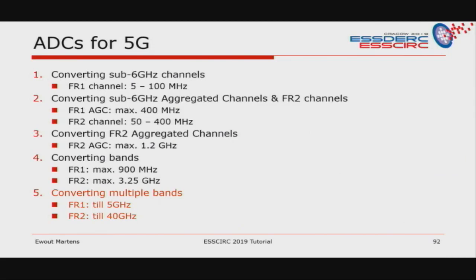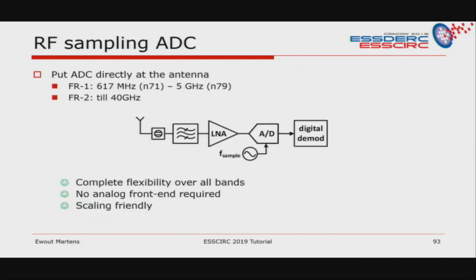And finally, there is the last, most ambitious way for 5G ADCs. That's if you want to convert multiple bands, so up to 5 GHz or even up to 40 GHz. So the holy grail is to have an RF sampling ADC where you just have a system like this. You put an LNA and you directly follow it by an ADC and do all the rest in the digital. Is that feasible or not?